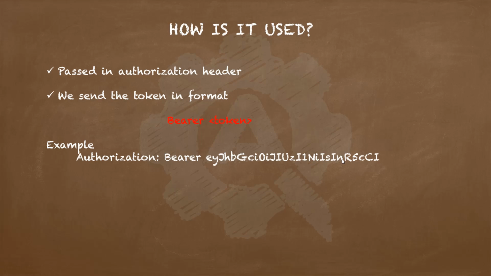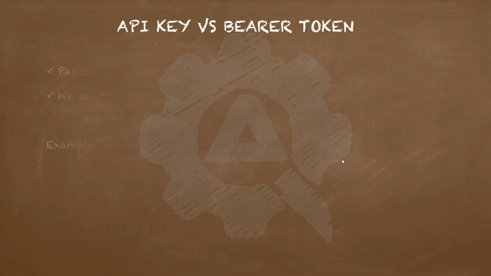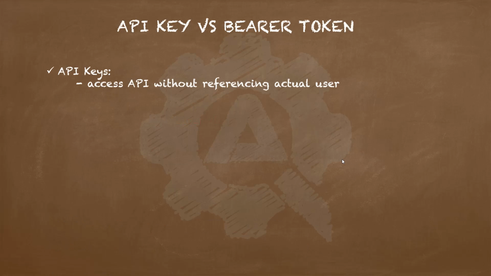Now, you may think that the entire concept of bearer token sounds very similar to API keys, but there is some difference. Let us look into that. When you're using API keys, you're trying to access the API without referencing the actual user. So essentially, the server just provides you with a key and you pass that key along with the request and you access the service. But here, the server doesn't know which user is trying to access the service. This is where the bearer token will be helpful.